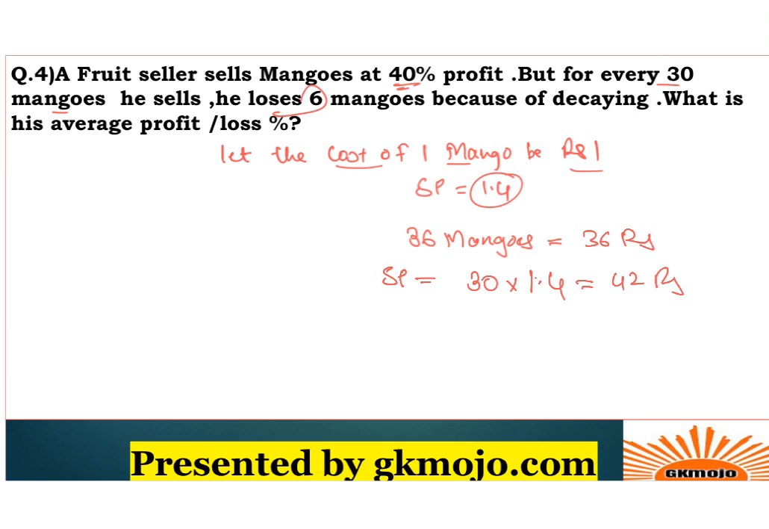Now finding the profit is very easy for you. Profit percentage will be equal to 42 minus 36 upon 36 into 100. This is 1 by 6 into 100, and you know 1 by 6 corresponds to 16.67%. Hence the correct answer to this question is he makes a profit of 16.67 percent.